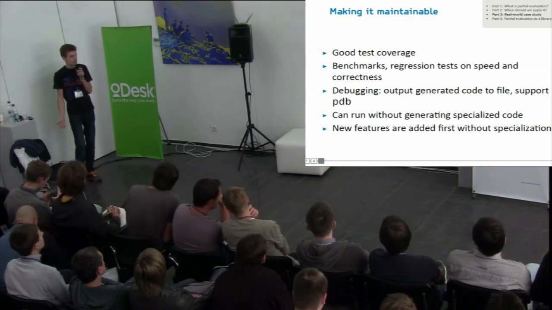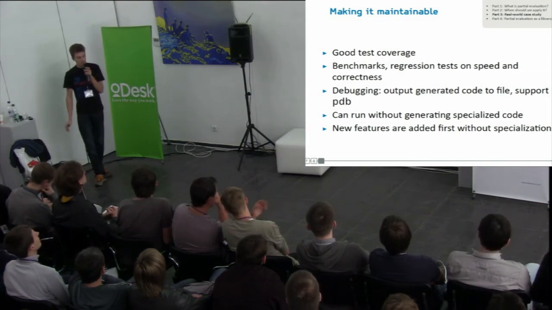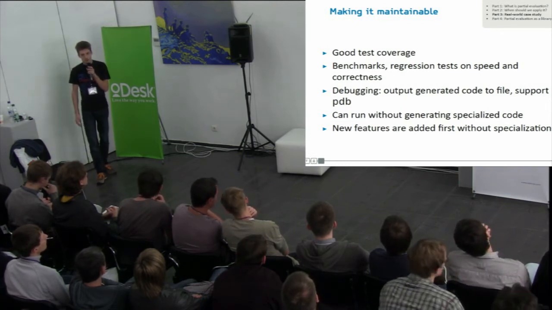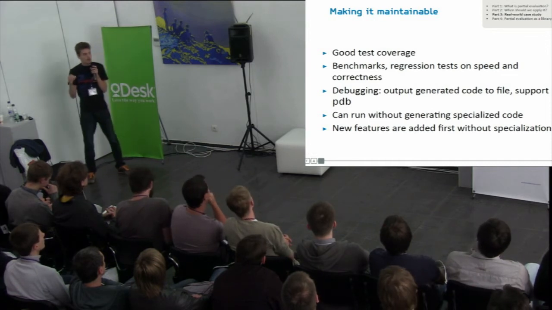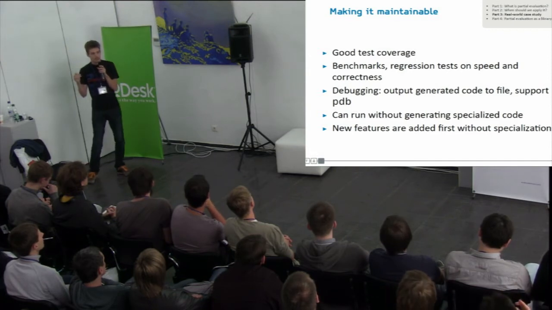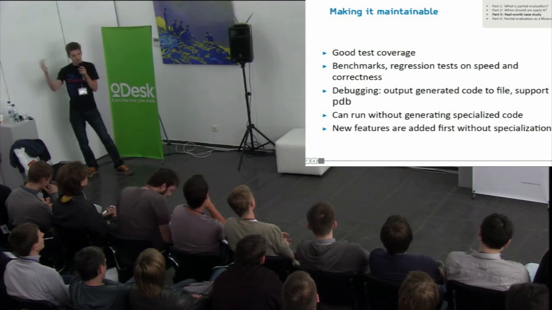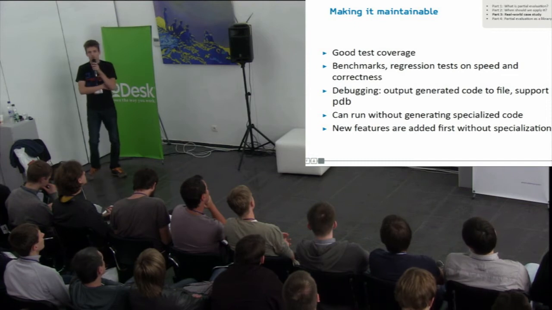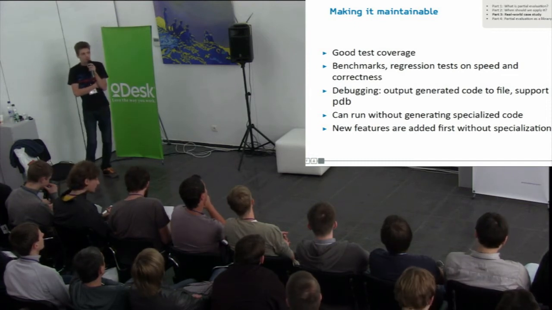They were not very hard to write, but we have to support them. And how do we do it? First, we need good test coverage, and we need regression tests on correctness and on performance, so we know immediately when we introduce some bug. We will likely have to debug our code, and there is also a way to debug specialized code. You just output it to some file that you can see in your text editor. You can use the Python debugger inside it, so it's just like debugging normal Python code.